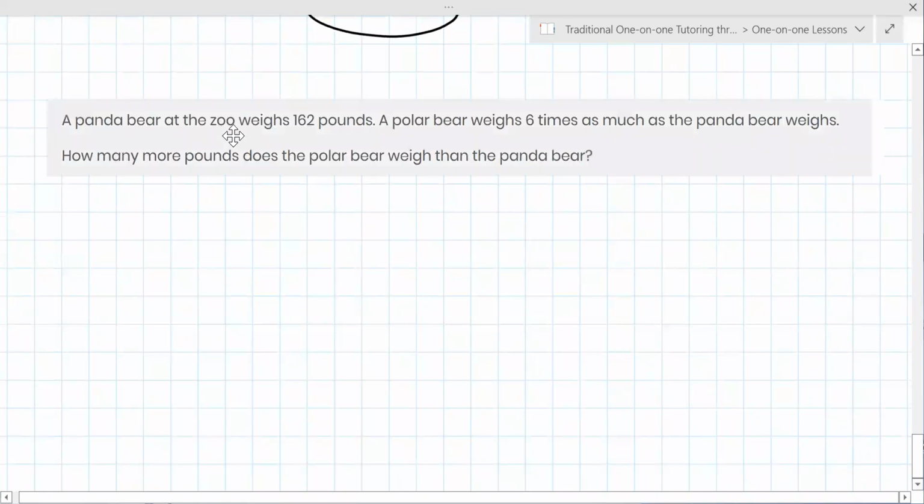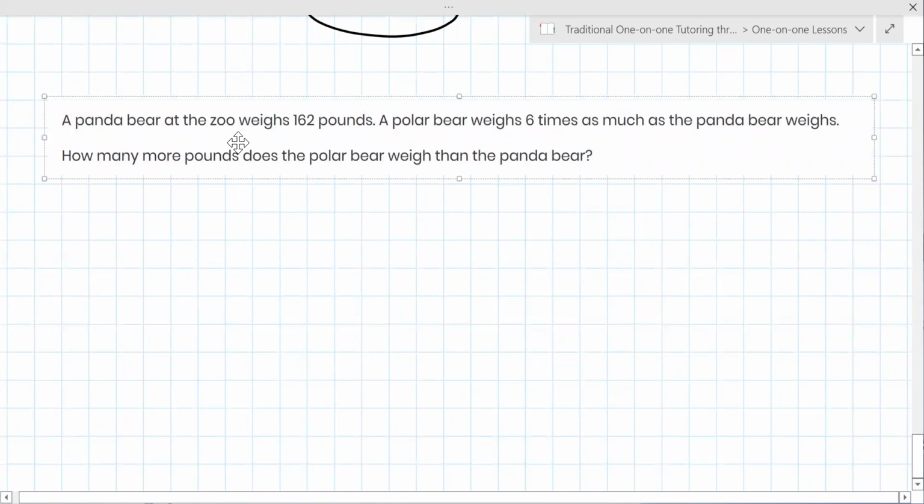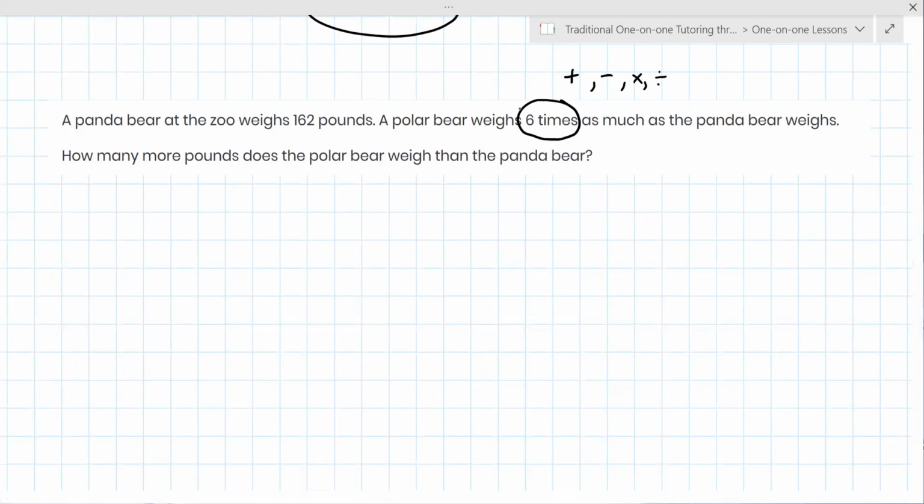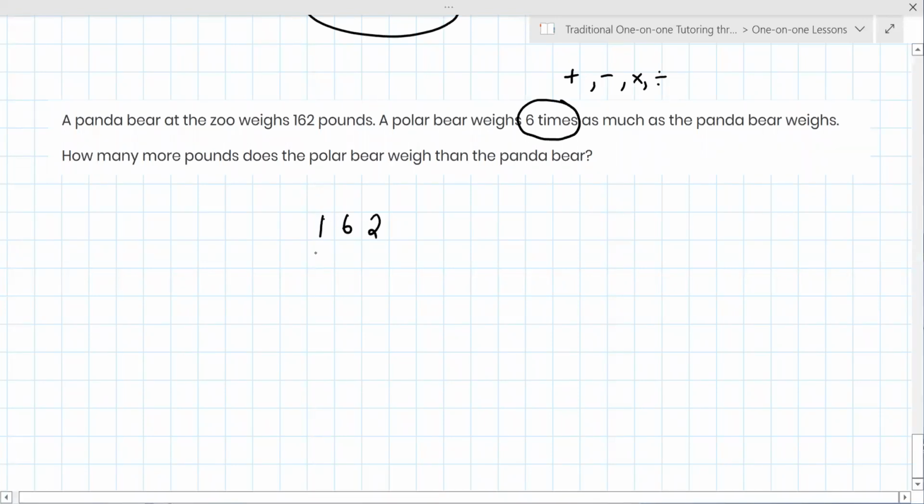Okay, so a panda bear at the zoo weighs 162 pounds. A polar bear weighs 6 times as much. Which math operation is that? Which math operation is times? The X. It's the one that's multiplying, right? Yes. Good. Okay, so we're going to take 162 and multiply it by 6.